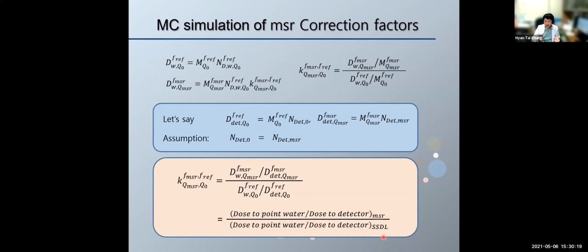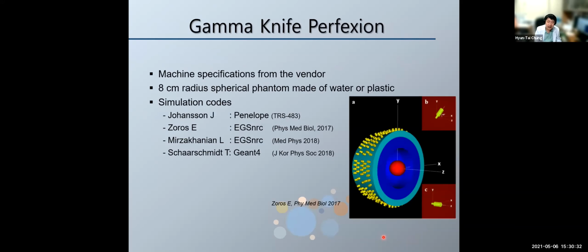It's simple. The relation between the observed dose to detector and observed dose to water can be different from condition to condition, so we need to calculate it. Some people did. They got information on the Gamma Knife from Elekta and used different simulation codes. And this is a beautiful picture from JAWS.